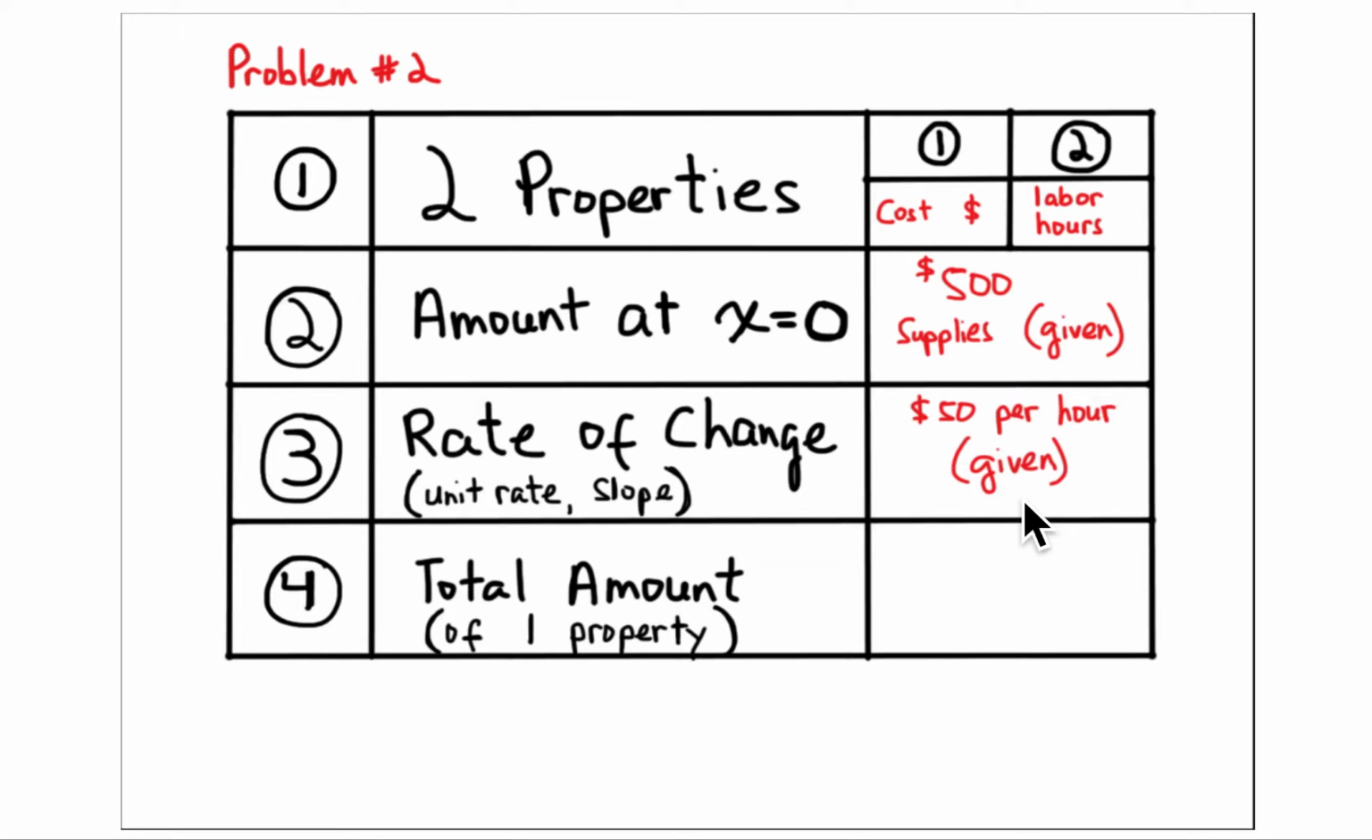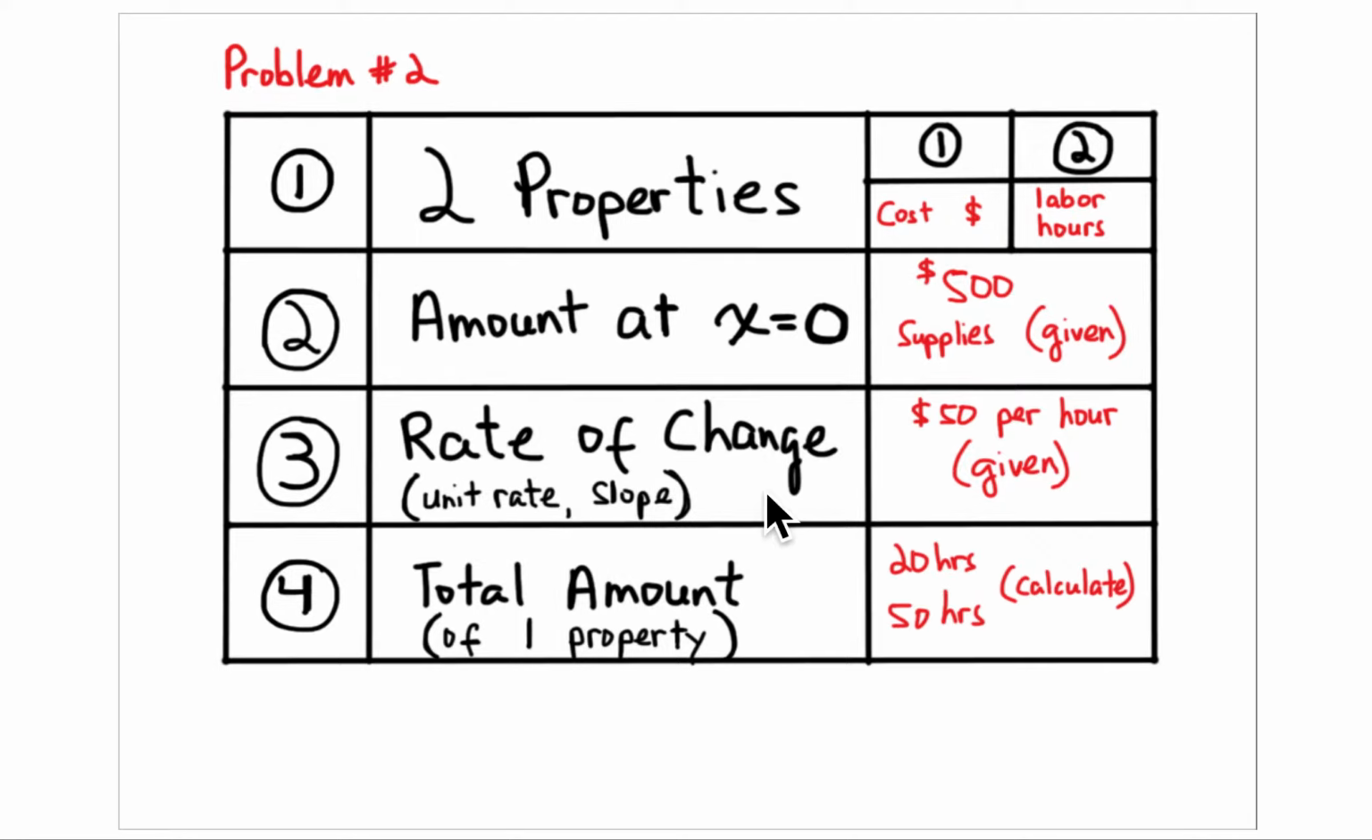Is there a rate of change? Is there a unit rate or a slope rate of change? Those are all the same things. Is there something that's changing the same each time? And there is. For every hour that you work, you have to pay $50. So that is the rate of change. And is there a total amount of one of the properties? In that case, is there a total cost of doing the work? And that you have to calculate.